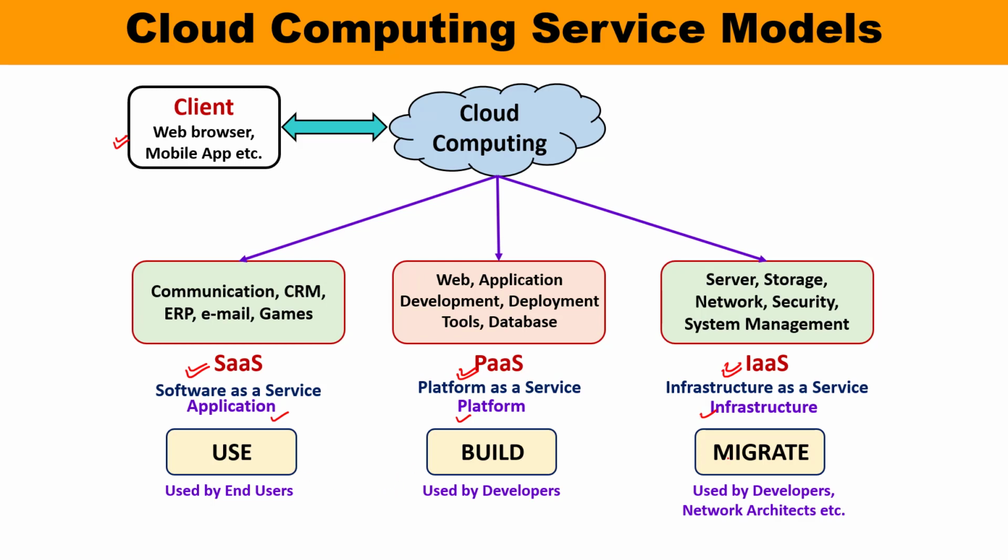Use, build and migrate: use the SaaS, which is the application, build on platforms, and migrate. So SaaS is mainly used by the end users, PaaS is used by the developers, while IaaS is used by developers or network architects. In the next video, I'll talk in much more detail about all of these services. But here, I would like to tell you how many cloud computing service models exist. So from here, you will be aware that there are three service models.